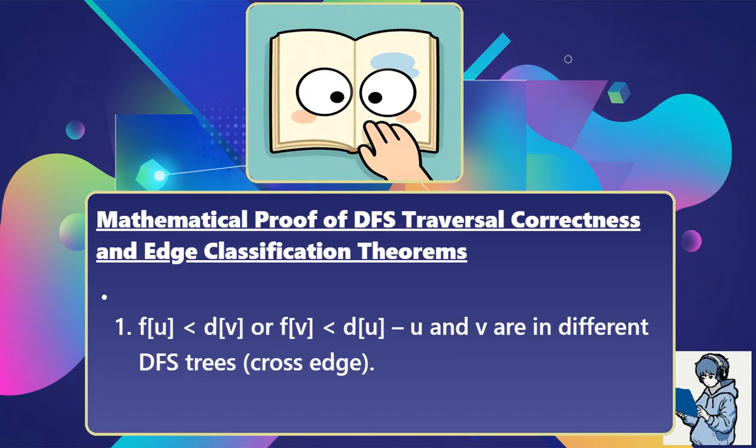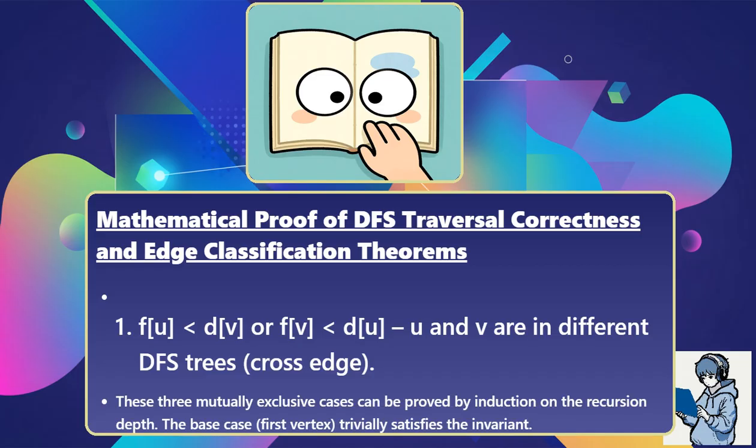3. f(U) < d(V) or f(V) < d(U). U and V are in different depth-first search trees: cross edge. These three mutually exclusive cases can be proved by induction on the recursion depth. The base case, the first vertex, trivially satisfies the invariant.